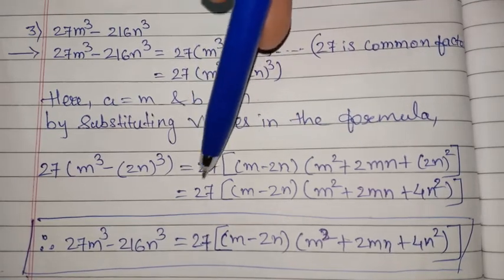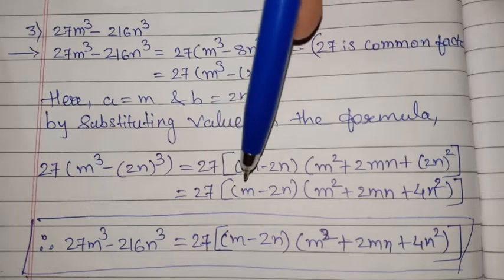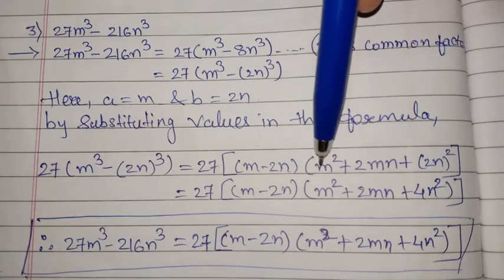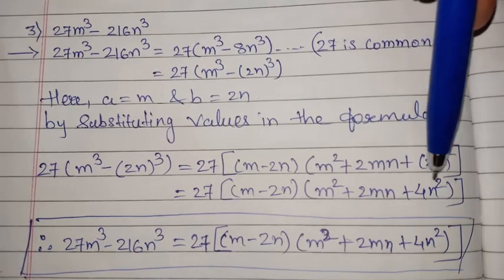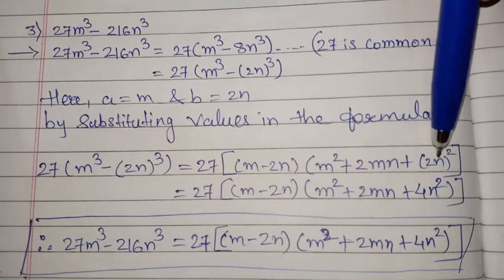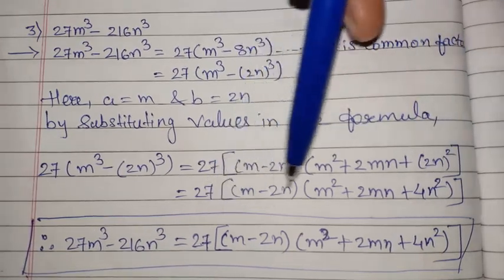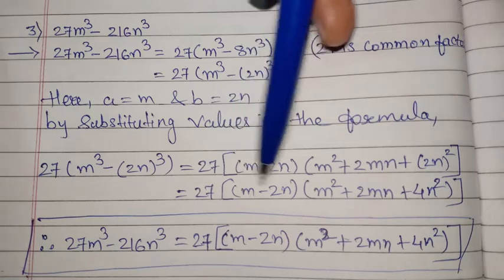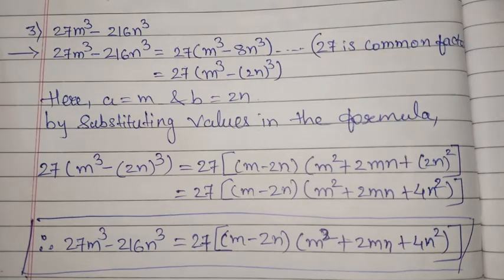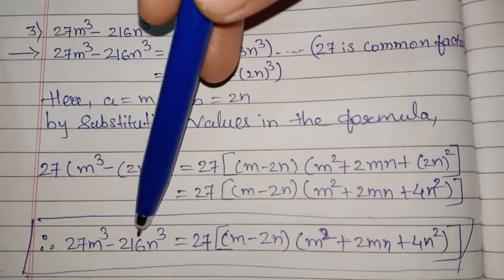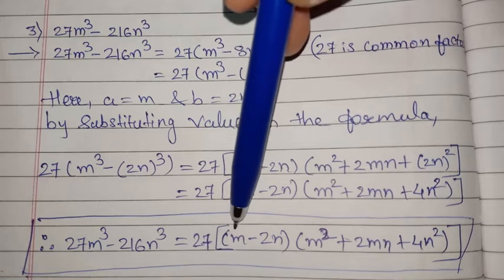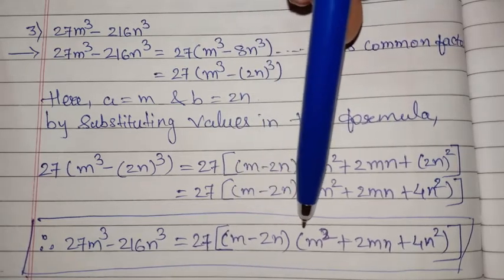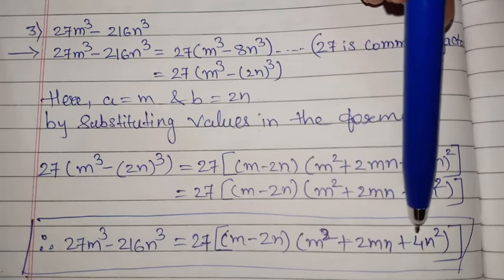Now second step, write 27 as it is and first bracket as it is. So m square plus 2mn plus 2 square is 4. So last step, last one solution is 2n square means 4n square. So this is final answer. Now write down this final answer in front of given question. That is 27m cube minus 216n cube is equal to 27 into m minus 2n into m square plus 2mn plus 4n square.